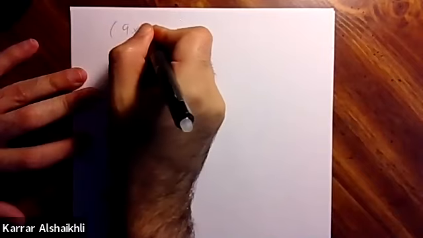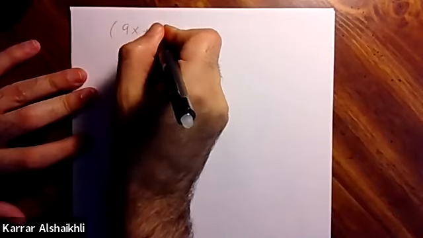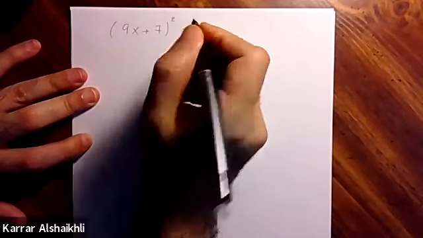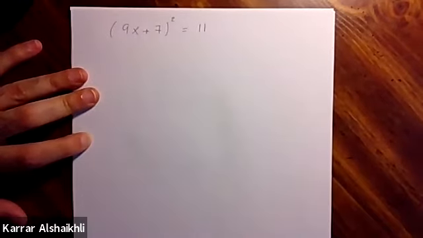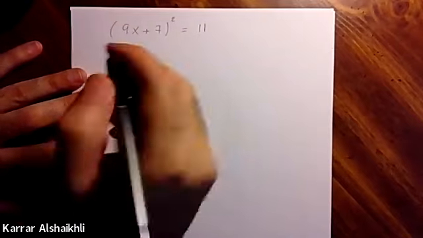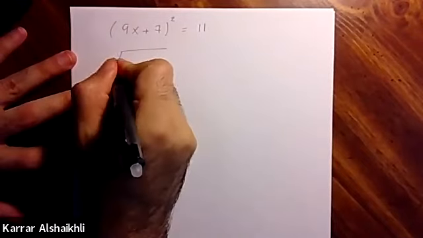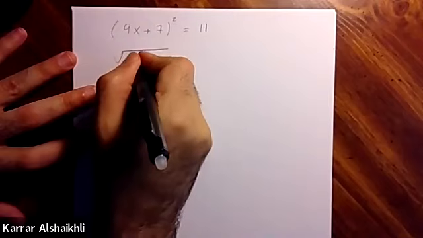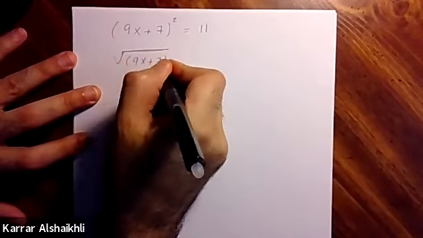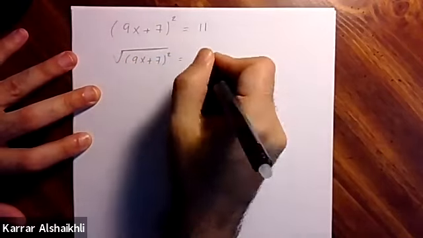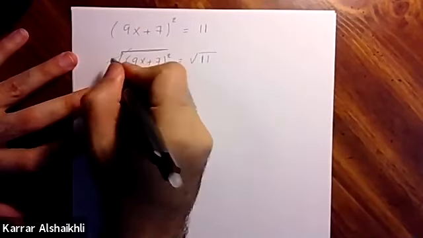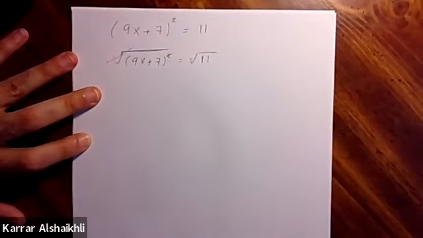9x plus 7 squared equal 11. I'm going to do the same thing because they're going to ask you to use the square root property. That means I'm going to take the square root of both sides. For 9x plus 7 squared equal the square root of 11. Cancel the square root with the exponent 2.